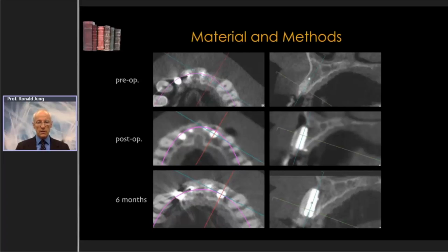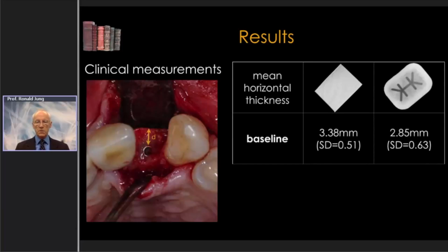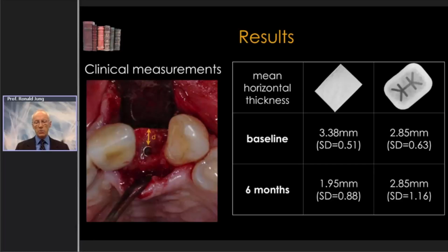There were also clinical measurements from the implant shoulder to assess the width of the bone gain at these dehiscence defects. We have the two groups, collagen and the EPTFE membrane, and we have the mean horizontal thickness of the bone. At baseline, it measured 3.4 millimeters for collagen and 2.8 for EPTFE. The measurement was done again at 6 months, and for collagen, we still had 2 millimeters, and interestingly, for the EPTFE, the same amount as we had initially. There's a higher standard deviation, but it's the same amount. So with the collagen, there was a loss of 1.4 millimeters, and with the EPTFE, we have complete stability.